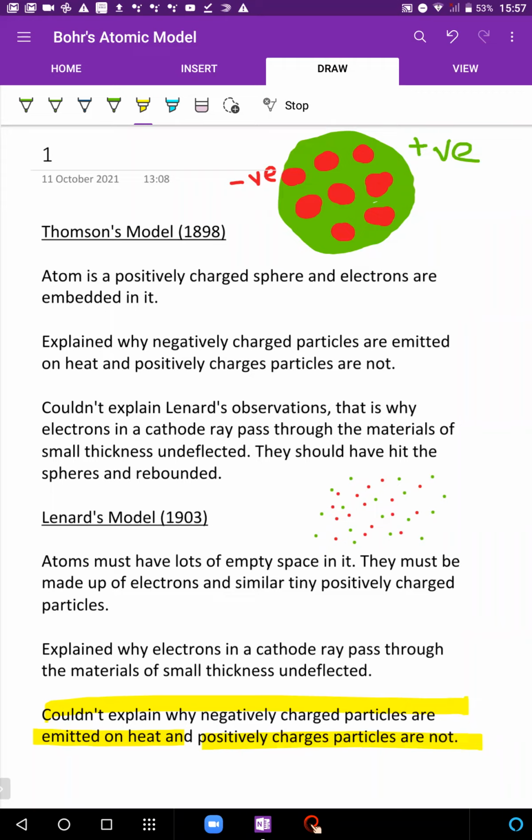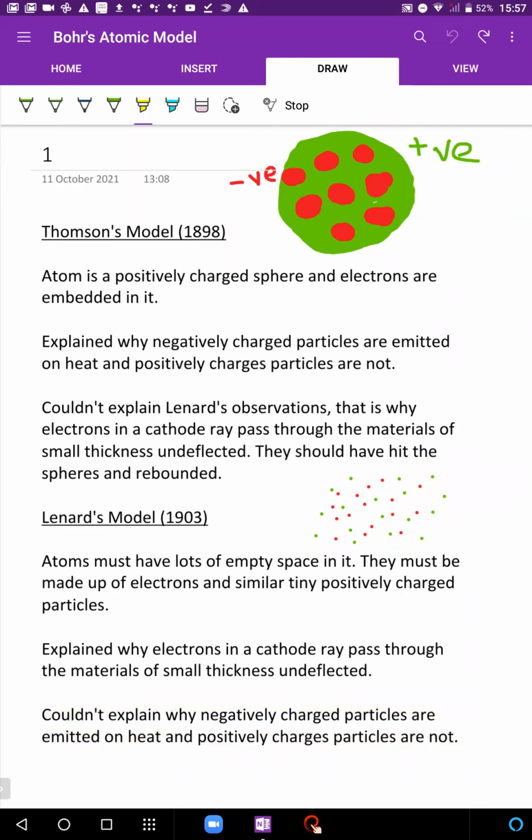Right? You can't imagine a proton leaving a nucleus and getting emitted on heating a simple body, but electrons get emitted. According to this model, if electrons and positively charged particles were all similarly floating in the body, then the positive particles should also have come out. So that was where he messed up, and that's why his model was also wrong.